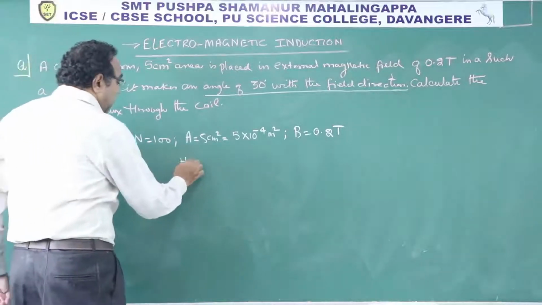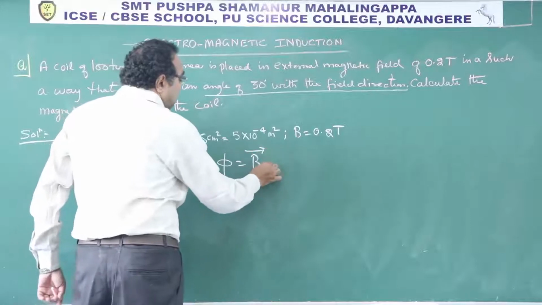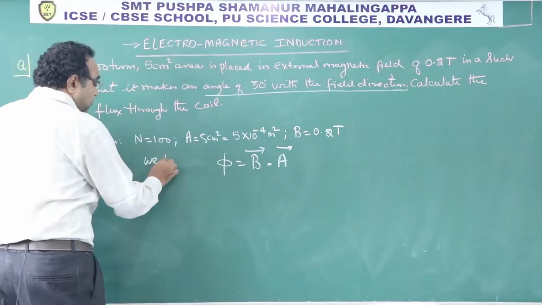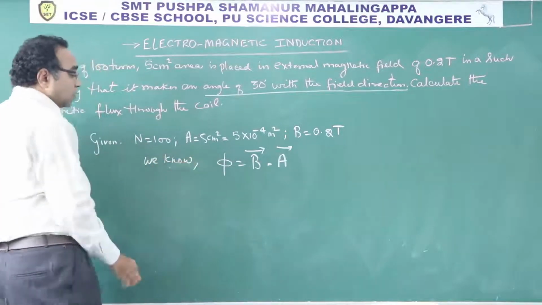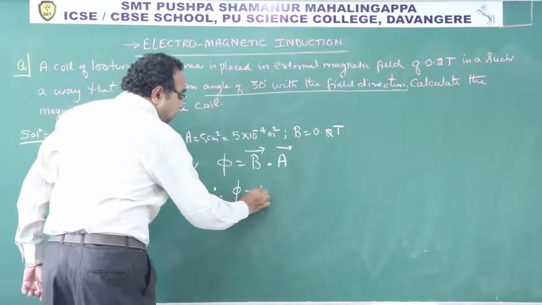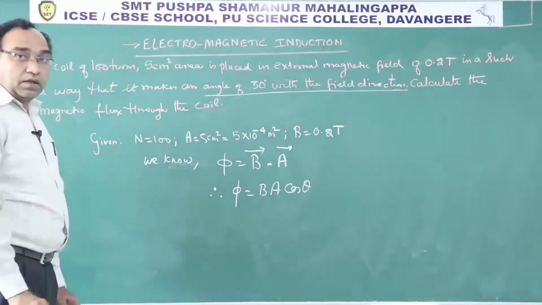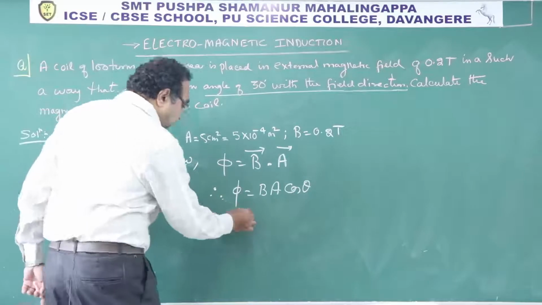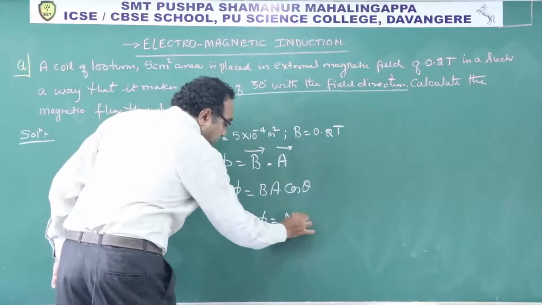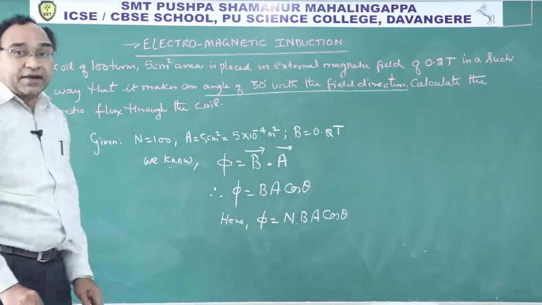So here we can say phi is equal to B dot A, right? We know this, correct? Phi is B dot A. So therefore I can write phi is equal to BA cos of theta, and there are n turns. Here phi will be what? NBA cos theta, because there are n turns.